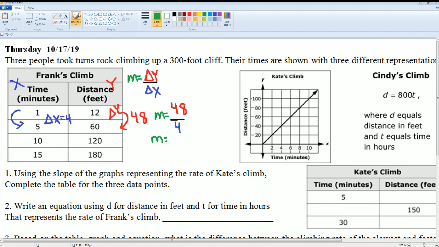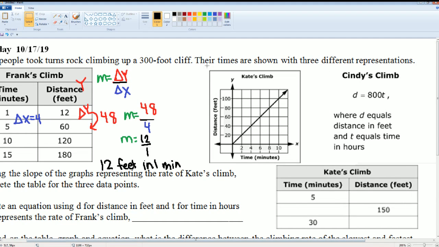So this just becomes 12 over 1. So we would say she climbs 12 feet in 1 minute. All right, let's look at Katie's now.